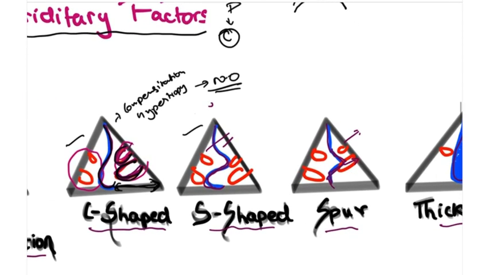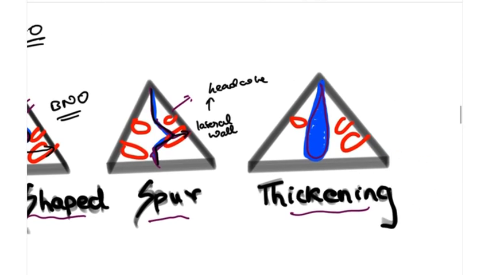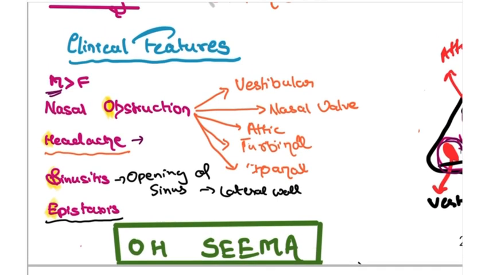And then in S-shaped, it is shaped like an S, and there will be bilateral nasal obstruction here. In spur, a shelf-like projection comes and it impinges on the lateral wall, and this is going to lead to headache. Then we have thickening. Thickening is basically due to hematoma. Here just the cartilage is thickened. And then we'll come to our clinical features.